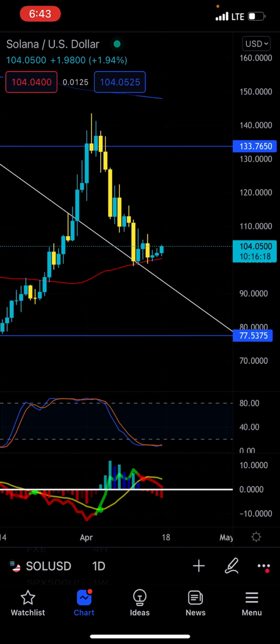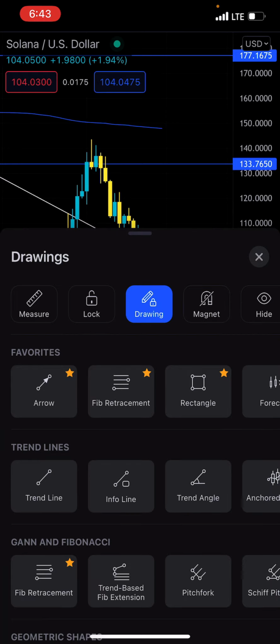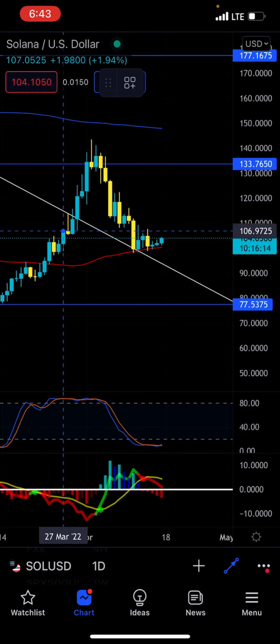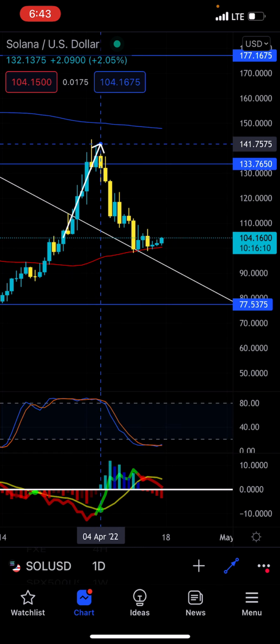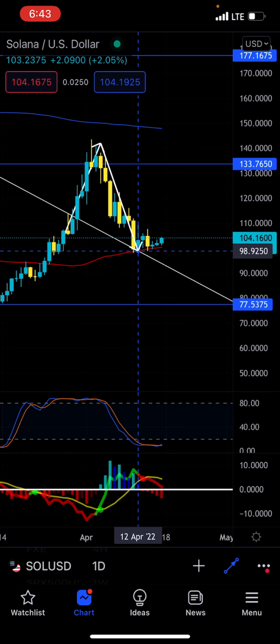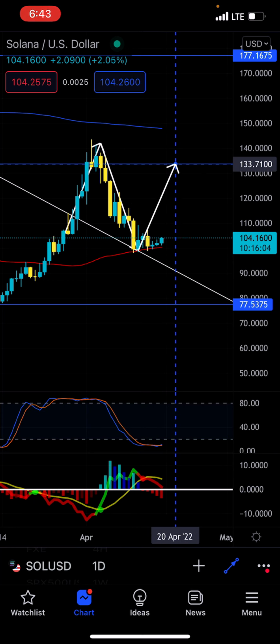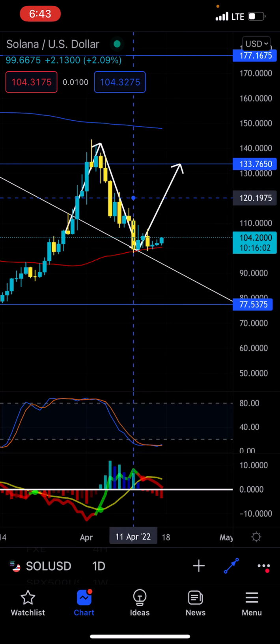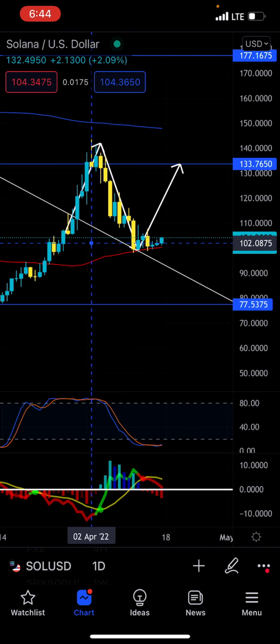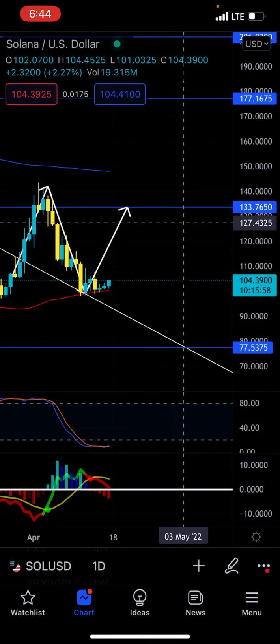So usually what happens in these cases is you end up breaking the channel. Let's say your price is moving from here, you end up breaking that trend, you come back and retest, which is exactly what happened here. And then you see another impulsive move to the upside, usually to the next weekly resistance, which would take us up to 133.